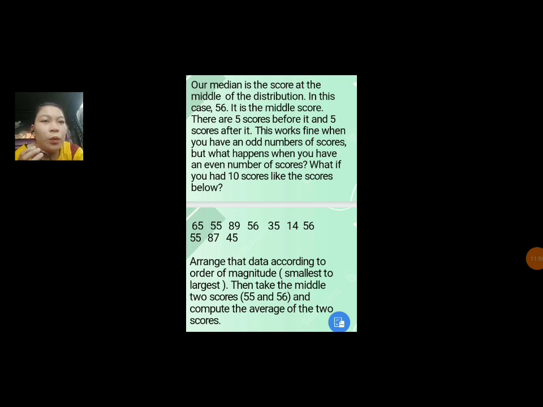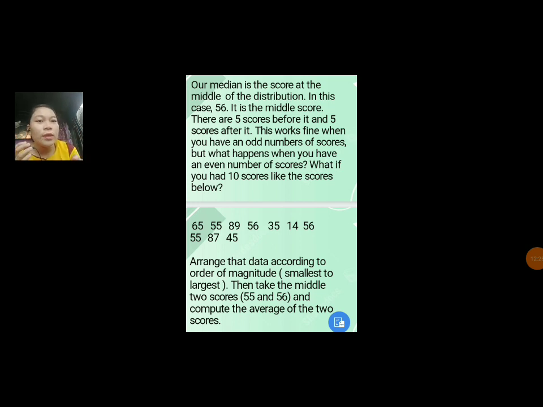There are 5 scores before it and 5 scores after it. So this works fine when you have an odd number of scores. So this is how to locate the median if the set of scores is odd, meaning bungkig. But what happens when you have an even number of scores? If the scores are paris-paris, how do we get the median?